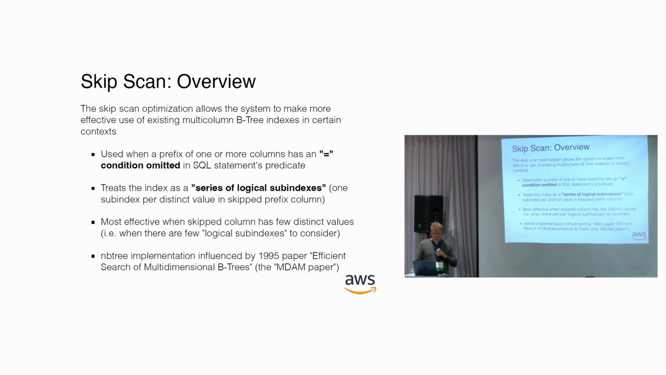Okay, so what is skip scan? Skip scan is an optimization where it's possible with a composite or multi-column B-tree index to use that index in more scenarios than was previously possible. Essentially, this works by treating a composite index as a series of logical subindexes, one per distinct value in the leading omitted prefix column. This is feasible in cases where there's not too many distinct values in that prefix column. In other words, in order for this to be useful, there can't be too many logical subindexes.